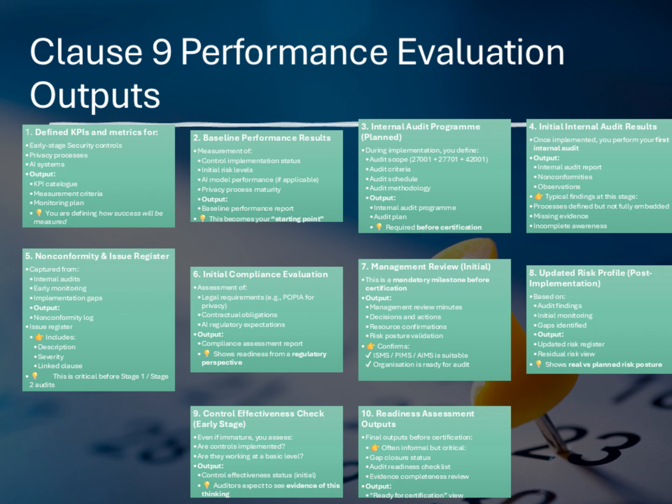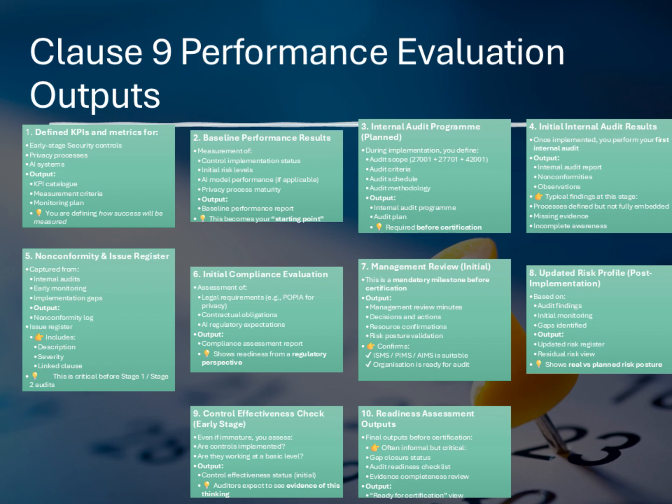A key milestone here is the first management review, where leadership evaluates the system, confirms suitability, and determines readiness for certification. This leads to an updated risk profile, reflecting the actual state of risk after implementation. Control effectiveness is then assessed, even at an early stage, to demonstrate that controls are in place and functioning.